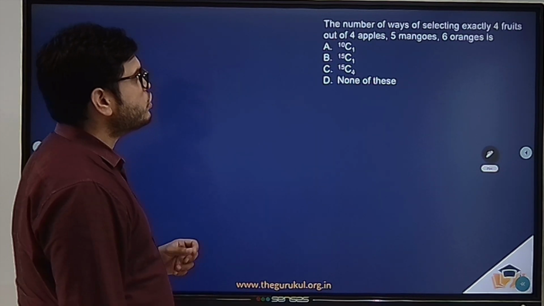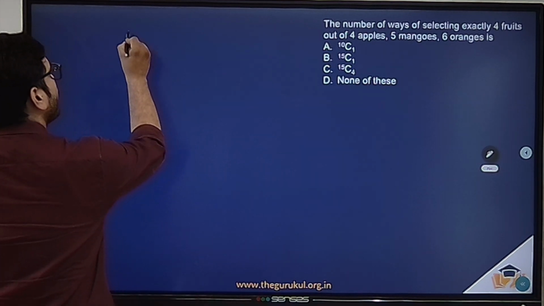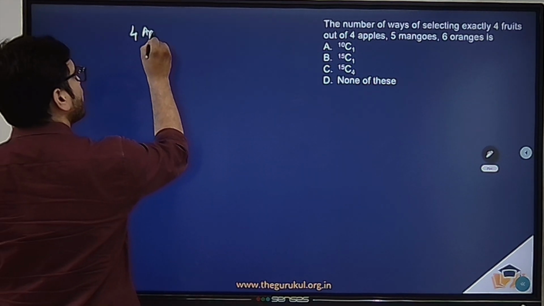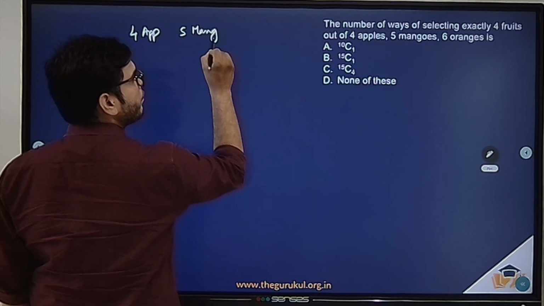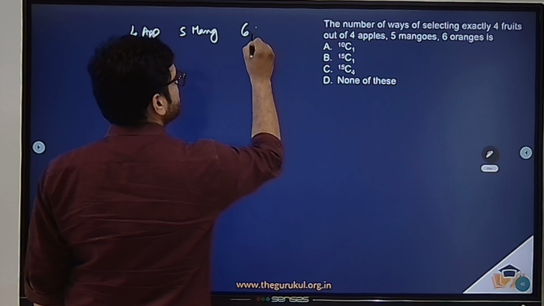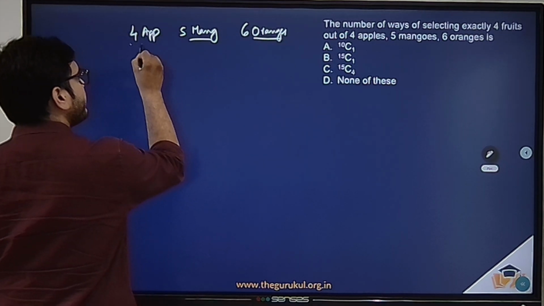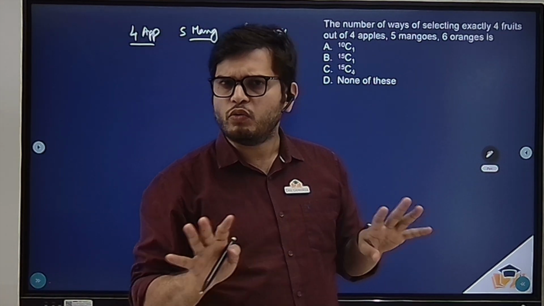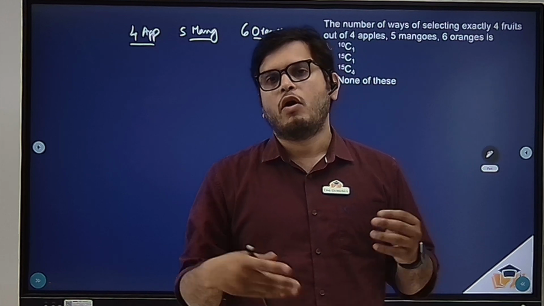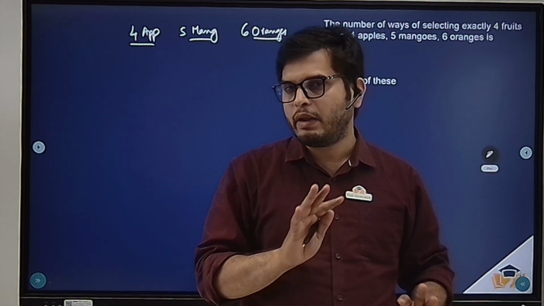Now coming to the next question: the number of ways of selecting exactly 4 fruits out of 4 apples, 5 mangoes, and 6 oranges. From these, you need to select exactly 4 fruits. Are we given any condition? No. So those 4 could be apples or mangoes or oranges, and you can have any number of apples, oranges, or mangoes.